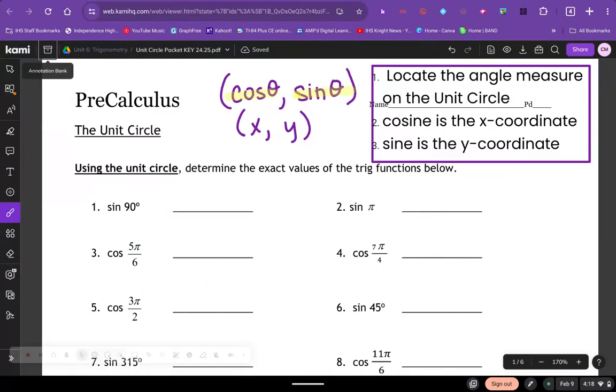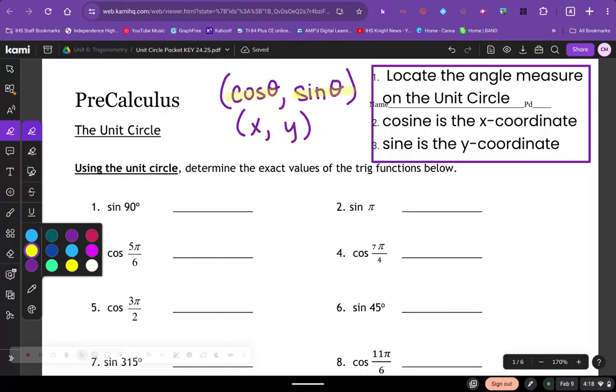First of all, there are some steps right here at the top right corner. The first thing we need to do is locate the angle measure on the unit circle that we're being asked to find. Let's start here with number 1. It asks us to find the sine of 90 degrees. So we need to go to our unit circle and locate 90 degrees, and then we want to find the sine value. The sine value is going to be the y value of whatever coordinate we see at 90 degrees.